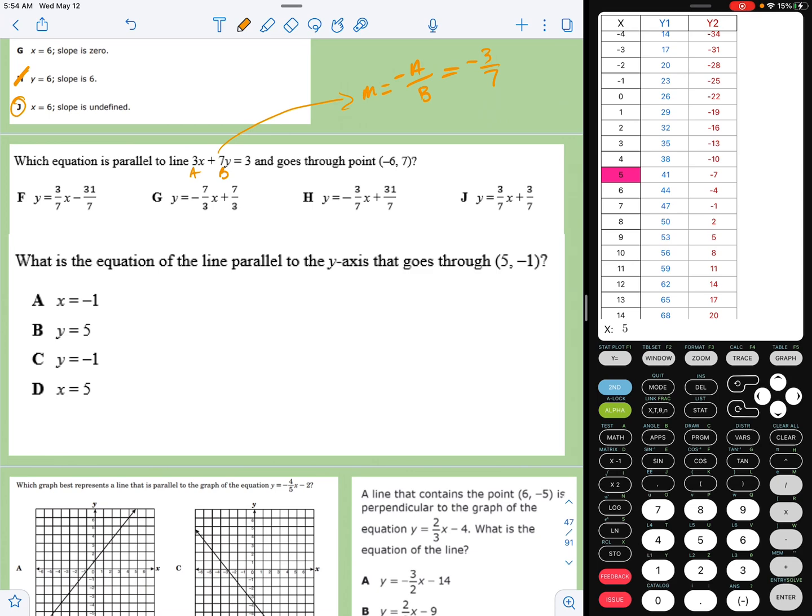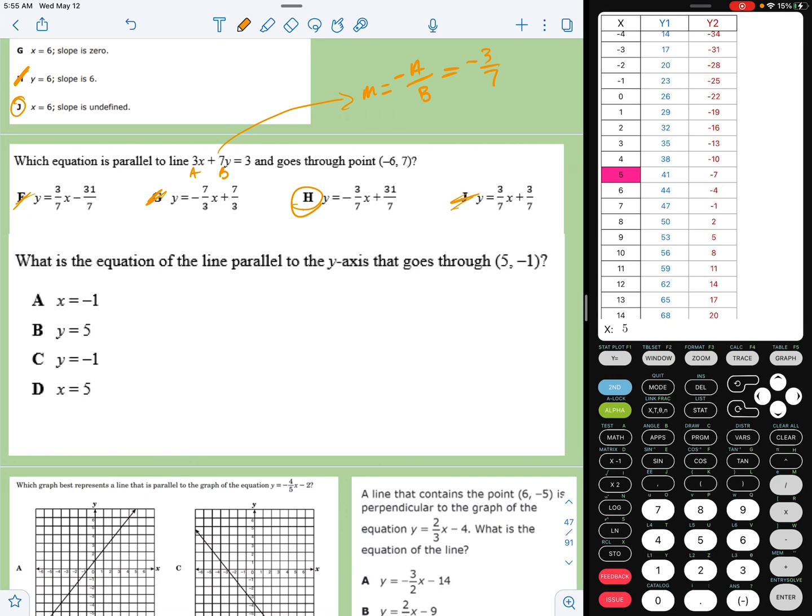All right. Which answer choice can we eliminate? Well, F, G, J, left with H. That's it. So there's nothing else really to be said about that.